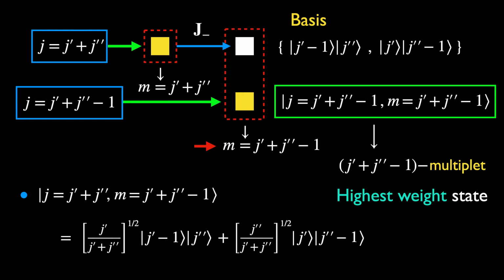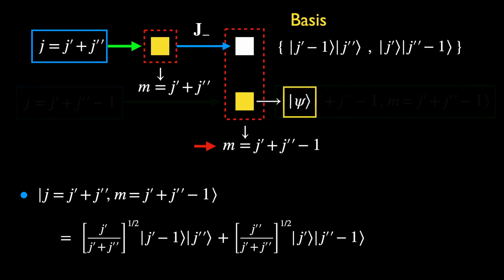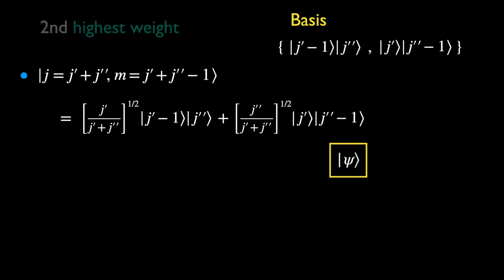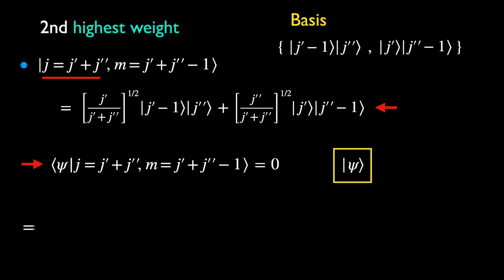Let's check if this state goes to 0 if we apply the raising operator. We shall label this as psi for now. By definition, psi is orthogonal to the second highest weight state in the j equals j prime plus j double prime multiplet. Comparing with the state above, we can easily construct psi.